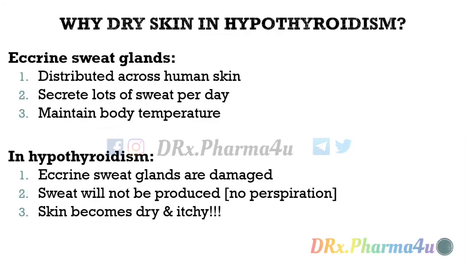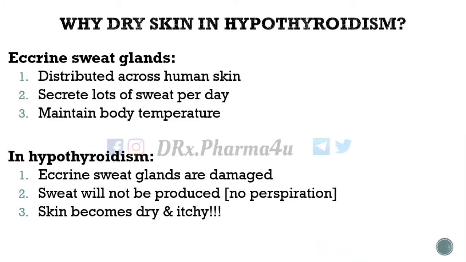Why dry skin in hypothyroidism? We have a particular kind of sweat glands, also known as eccrine sweat glands. They are distributed all across the human skin. They secrete a lot of sweat per day, and in that process, they maintain body temperature also.